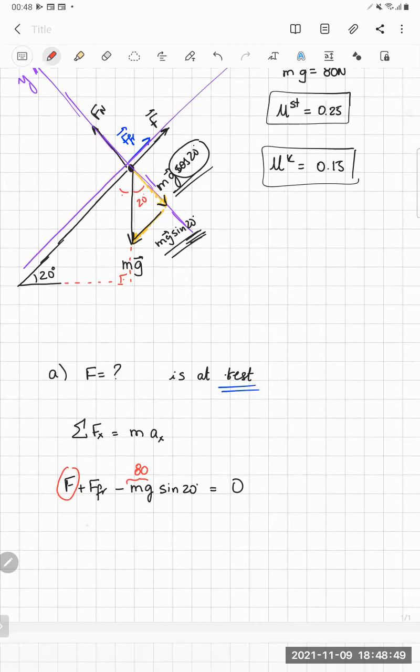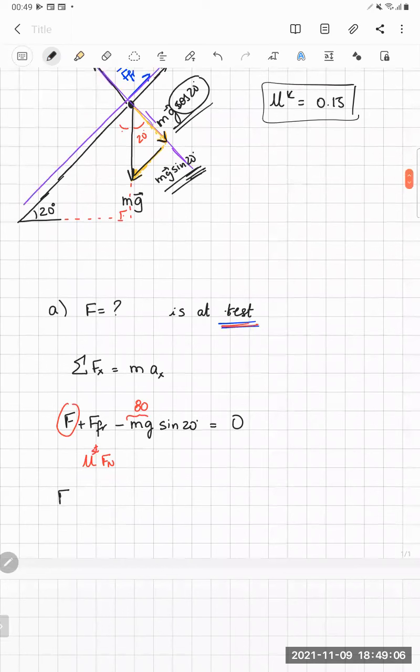Okay, but we know what friction force is, right? We know that friction force is mu, the coefficient, times Fn. Now, which coefficient? Since we are thinking about rest, this is the static. Okay, so let me rewrite this equation. Things are looking better. We are getting there. Force F. Then we have the friction, so coefficient of static friction multiplied by normal force, minus mg sine of 20 degrees.